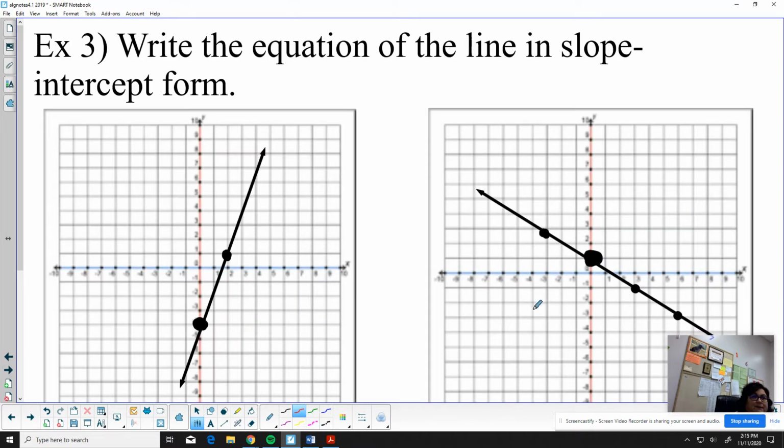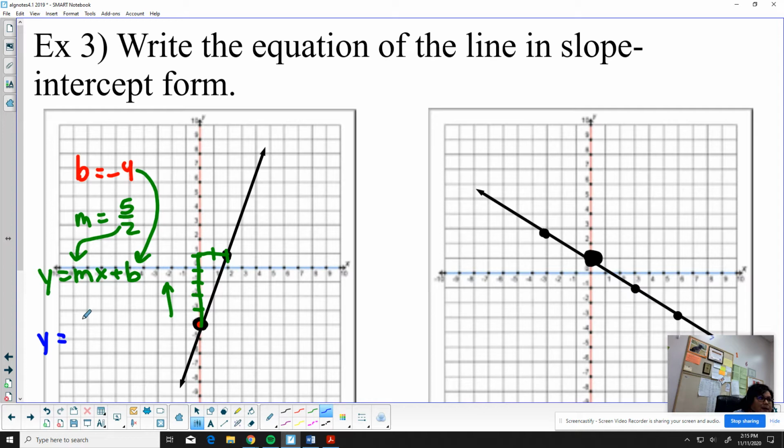Okay, so now we're going to do the same thing we did on the first page. We're just going to go a step further. We found the slope and the y-intercept, or the m and the b, and we're going to put them into the equation. So the y-intercept is 1, 2, 3, negative 4. So it's right there. So b is negative 4. And my slope is how many up and how many over. Up means positive. So 1, 2, 3, 4, 5 over 2. So my slope is 5 over 2. So now I can write the equation like I just did on the last page. So the 5 over 2 will go in for m, and the negative 4 will go in for b. So my final answer is y equals 5/2 x minus 4.